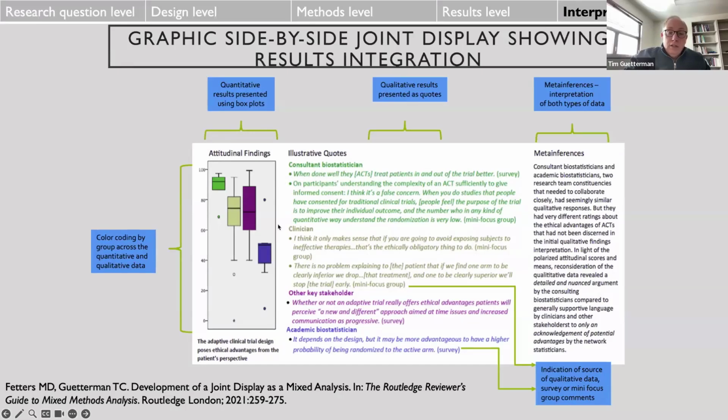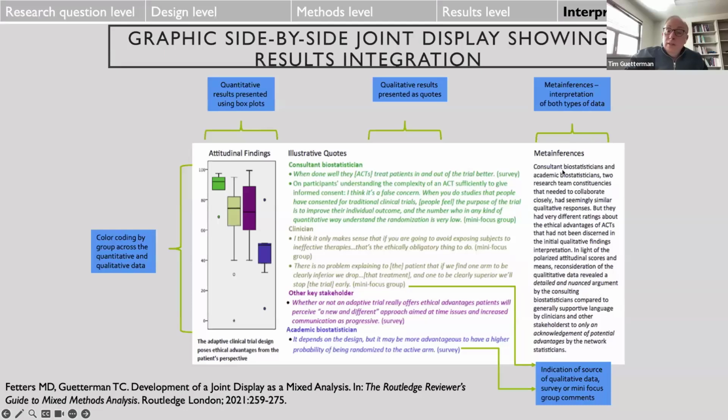This tan color is clinicians. The purple is other stakeholders, so it could be advocates or regulators. And then this blue are academic biostatisticians. So the consultants were the Bayesian experts, and the academic were your traditional statisticians. In this middle column, which I've already touched on, these are the qualitative data. It's organized by type of participant, and there are some quotes that appear here, also some summaries. These came from both interviews and open-ended questions.